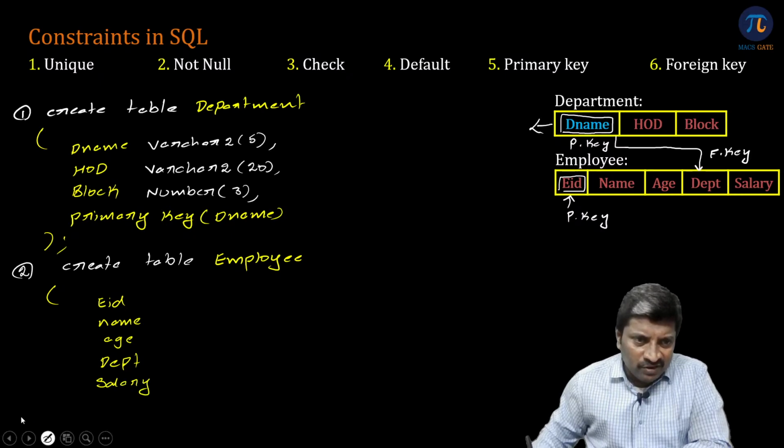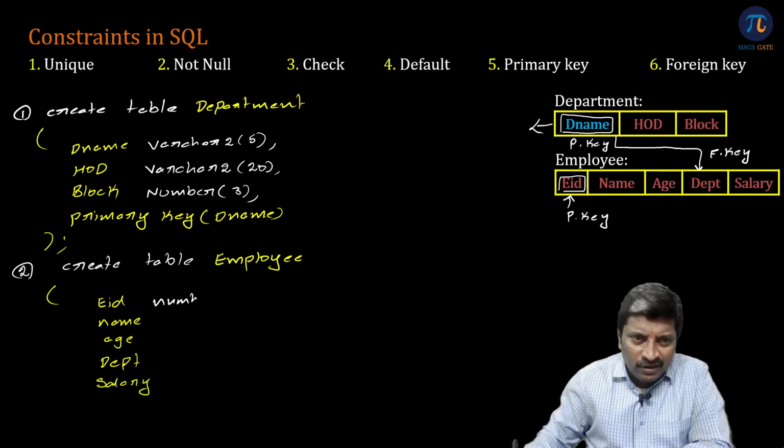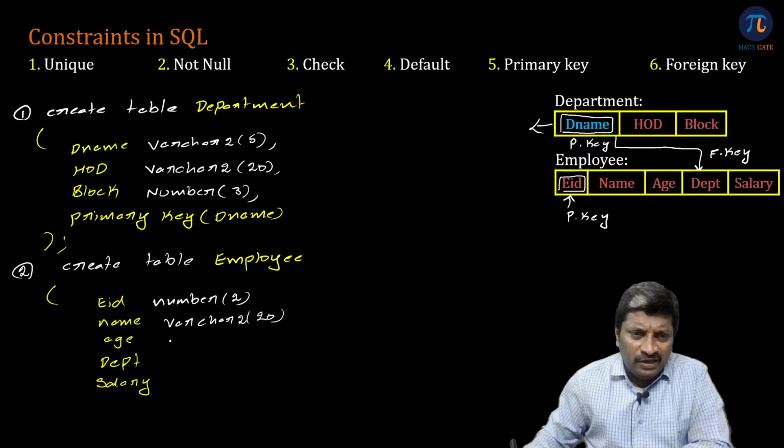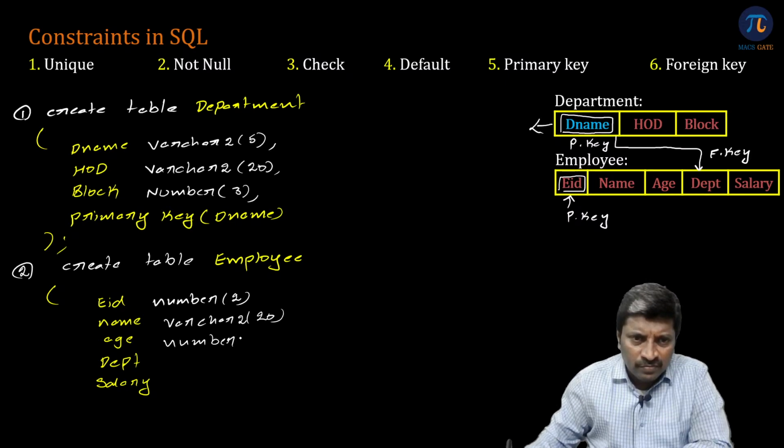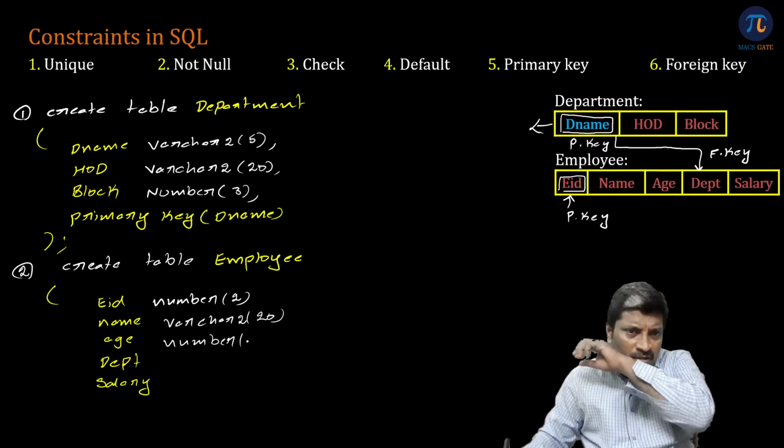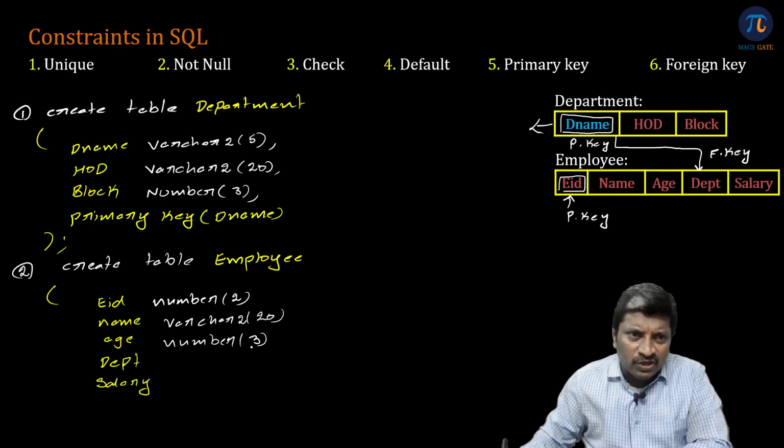salary. Sir, we already specified the attributes. Okay, for now, let us specify. Employee ID is a number of 2. Name is a varchar2 or char, that depends on, sir. You can write any one. Okay, age, it's a number. Number of, suppose it is 3. Now look at this, sir.